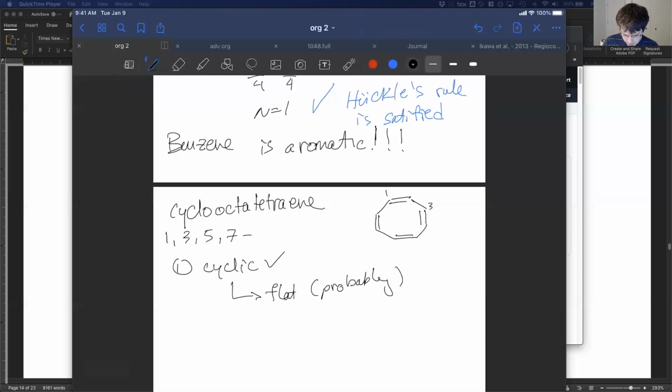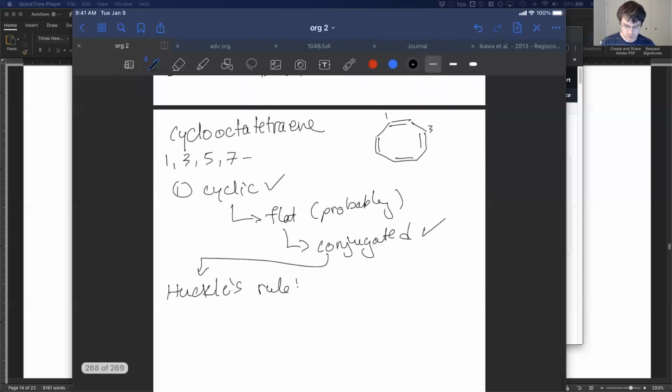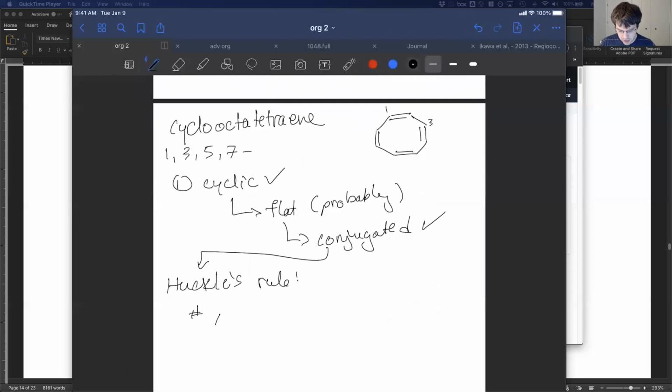Let's keep going. Okay, conjugated. Sure. Double, single, double, single, double, single. Check. Okay, Huckel's rule. This is what we really want to get to. In Huckel's rule, we want to set the number of pi electrons equal to 4n plus 2 and solve for n. Here we have the number of pi electrons equaling 8 electrons, because we have 4 double bonds and each double bond supplies 2 electrons to the conjugated pi system. So it's equal to 4n plus 2. Sorry, I forgot my plus up here.